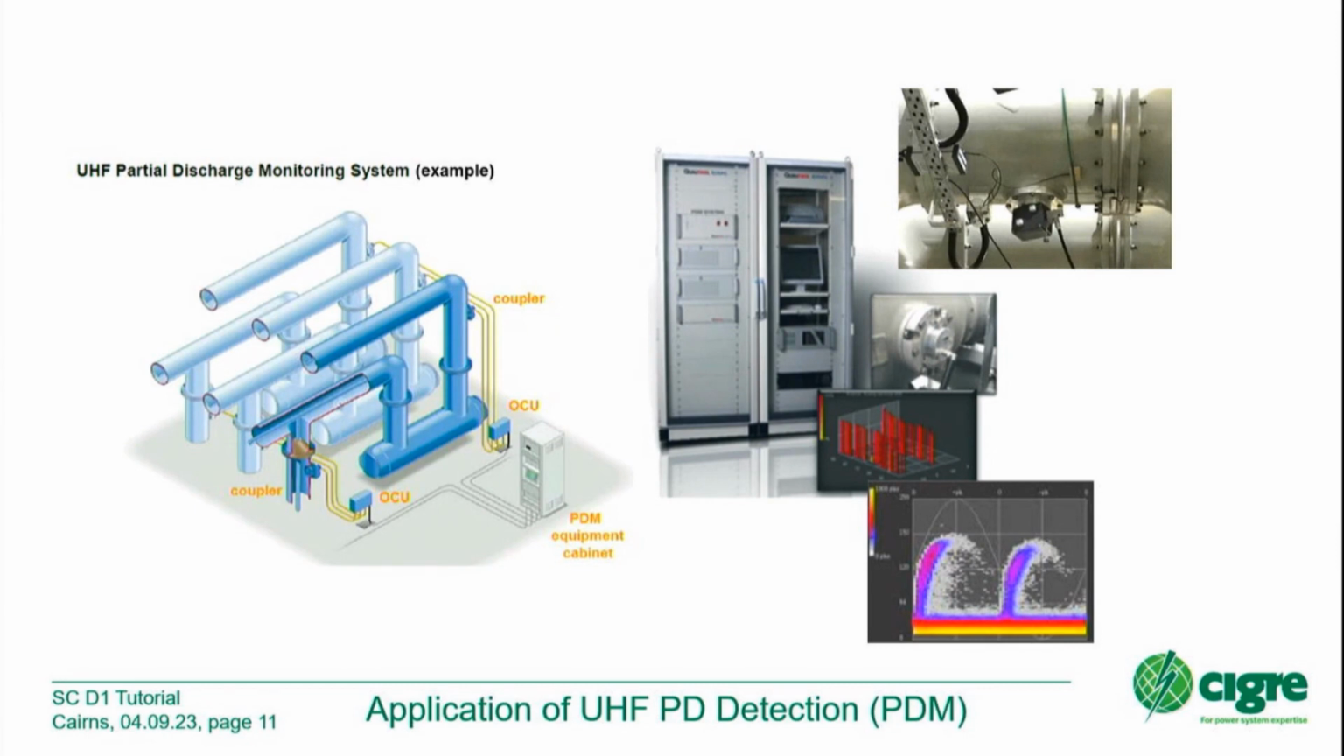We have here in this case the connection of the couplers by shielded cables to an optical converter unit. Here the signals are digitized and changed to optical signals, and then with fiber optics we have the connection to the PDM equipment cabinet. Typical situation here: a nice cabinet with a UPS, with a computer, with a printer, and a powerful industrial-type PC, which is able to store all the PD pulses on a 24/7 basis for some years.